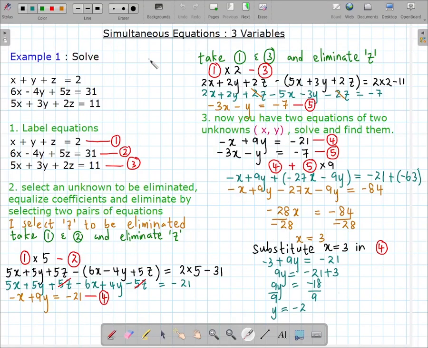Hi, today we are going to do simultaneous equations with three variables.